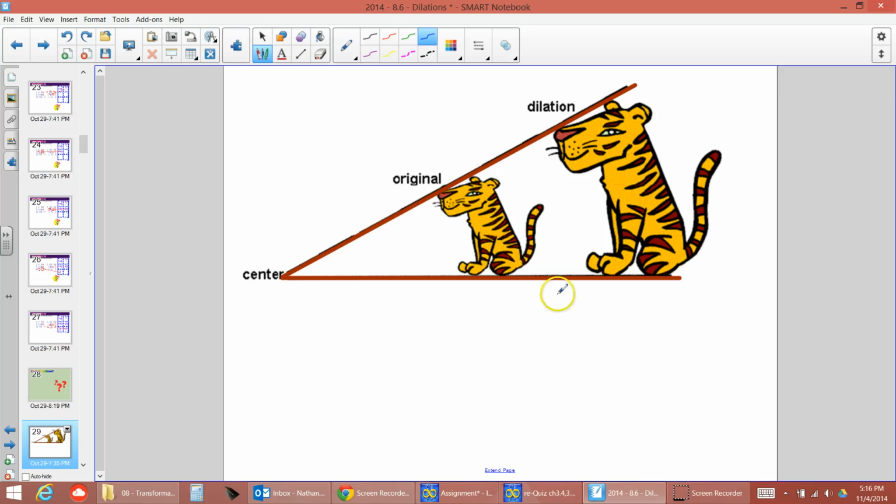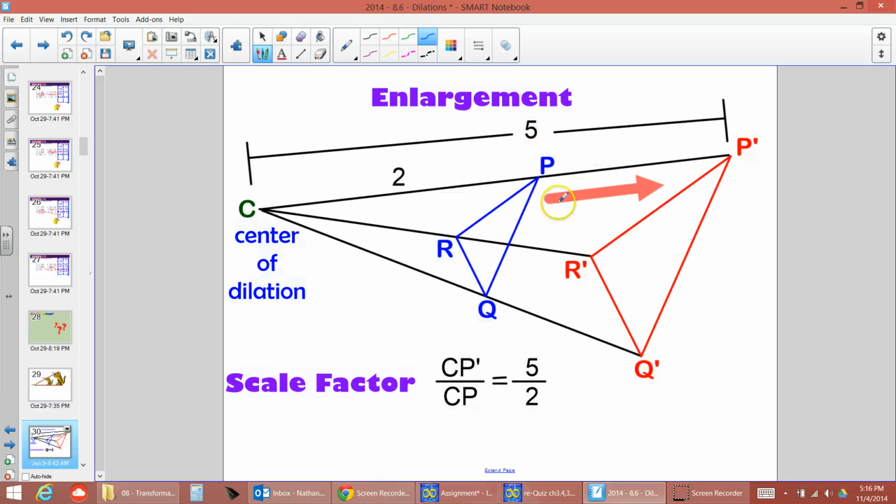All right, moving on. Dilations. Every dilation has a center of dilation. It has an original figure and it has the dilated figure. In this case, we are doing an enlargement. Now, enlargements have a scale factor larger than 1. Notice here I say CP prime. Well, that's this big 5. That's C, the center, to the new shape is 5. And the center to the old shape is 2. So the scale factor is 5/2.